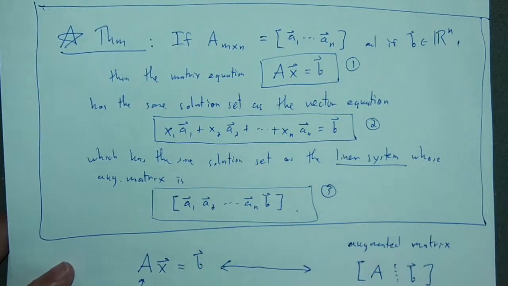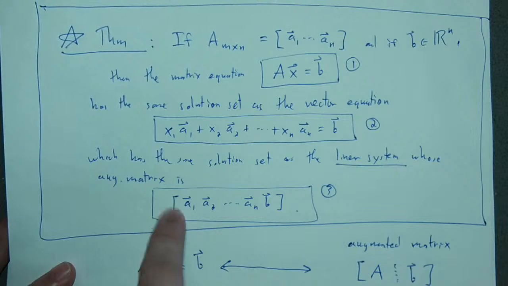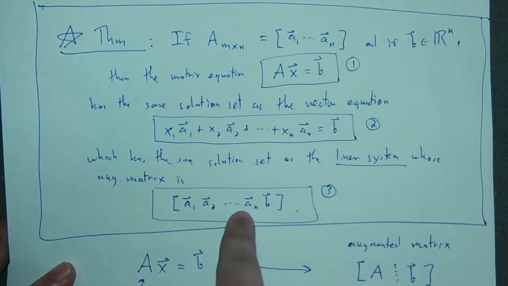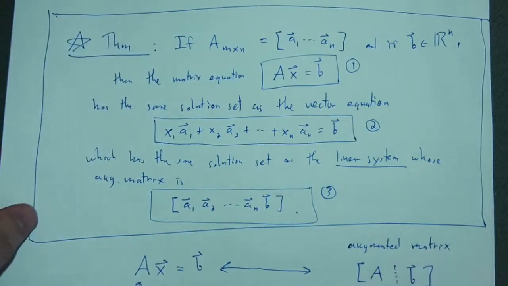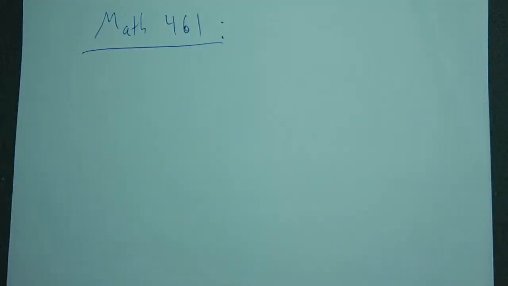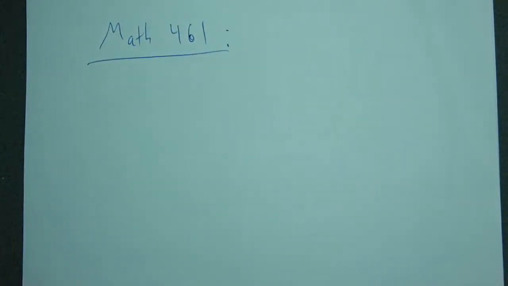So this vector equation has the same solution set as the linear system that has augmented matrix made up of all the columns of A, and you've tacked this b column vector on at the end. Okay, so that's nice because what that tells me is that whenever I see a linear system, I can think of a vector equation, I can think of a matrix equation, and I can flip back and forth between any of those things.